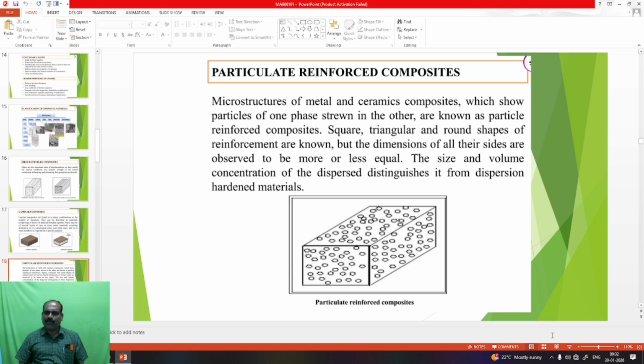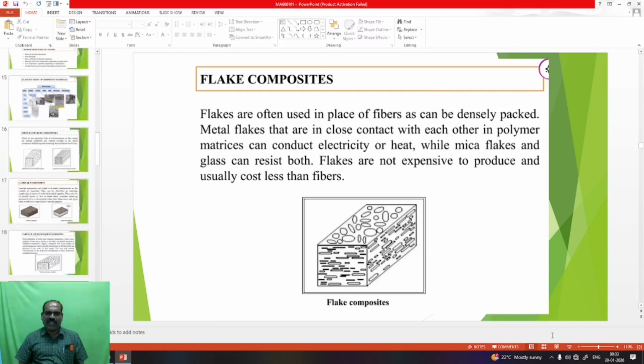Particulate reinforced composites. Microstructures of metal and ceramic composites which show particles of one phase swimming in the other are known as particle reinforced composites. The square, triangle and round shapes of reinforcement are known, but the dimensions of all their sides are observed to be more or less equal. The size and volume concentration of the dispersed phase distinguish it from dispersion strengthened materials.